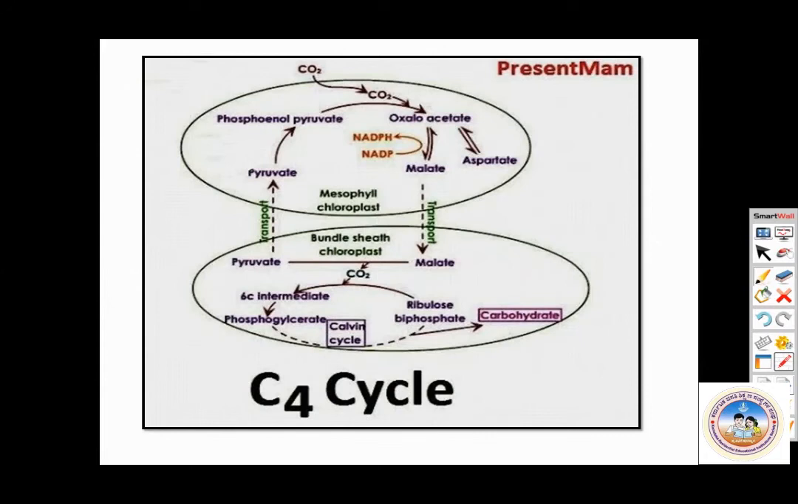Now see children, your C4 cycle is also called the Hatch and Slack pathway. What do we call it, children? Hatch and Slack pathway. They are the ones who actually presented it. Am I clear to you? Now listen up. What will happen? This one is nothing but your mesophyll chloroplast. This is nothing but your bundle sheath chloroplast.